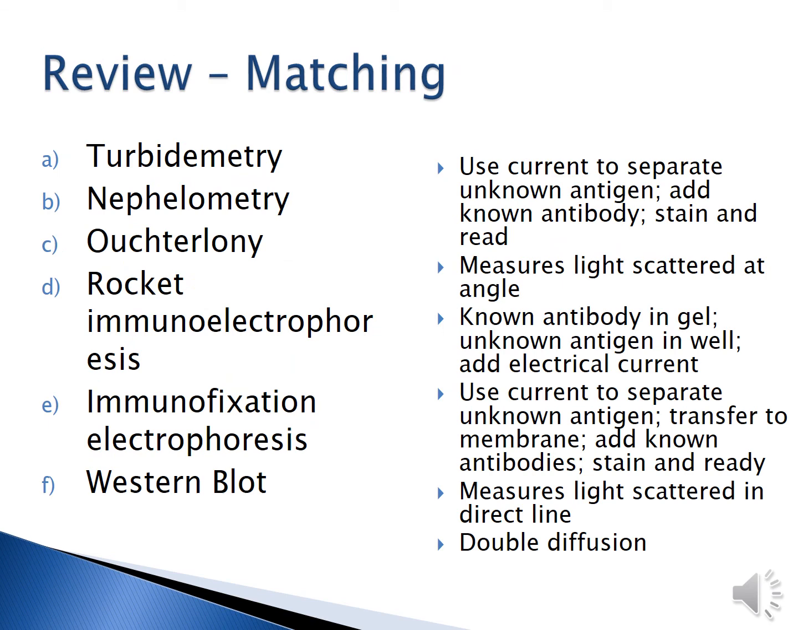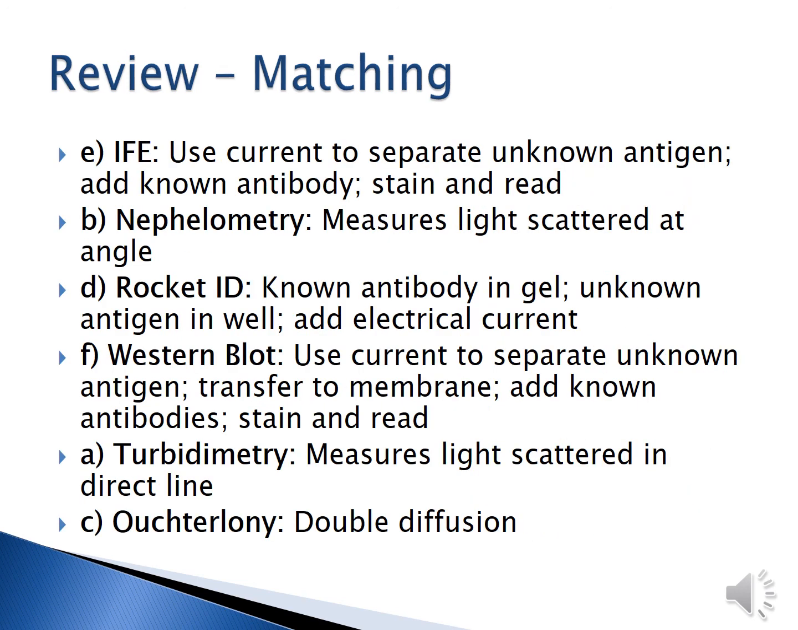Here's a matching review. If you'll pick out what goes with what, I will give you the answers on the next slide. This uses current to separate unknown antigens, add known antibody, stain, and read. That would be IFE. Measures light scattered at an angle. That would be nephelometry. Known antibody in gel, unknown antigen in well, and add electrical current. That would be rocket IE.